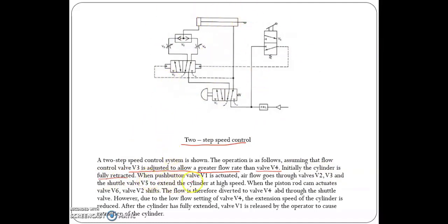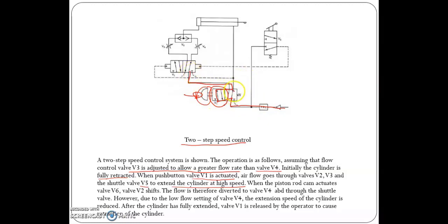When the push button valve V1 is actuated, the airflow goes through the valve V2, V3 and the shuttle valve V5 to extend the cylinder at the high speed. So bila kita activate the push button, kita press dia. So this 5-2 DCV akan shift to this position. So the compressed air akan flow. Okay, masuk ke sini.